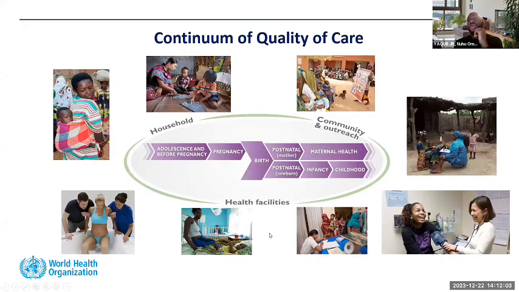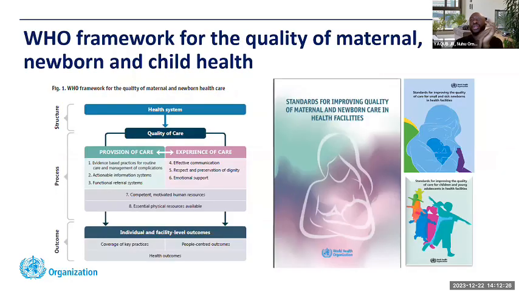And so when we say the continuum of care, it's along the life course, all the way from adolescence up to maternal health and childhood, and at all levels of the health system: in the community, in the primary healthcare facilities, in the hospital. At all these levels, quality of care has to be provided at a consistent level. So the WHO framework for quality of care really takes all of this into consideration.